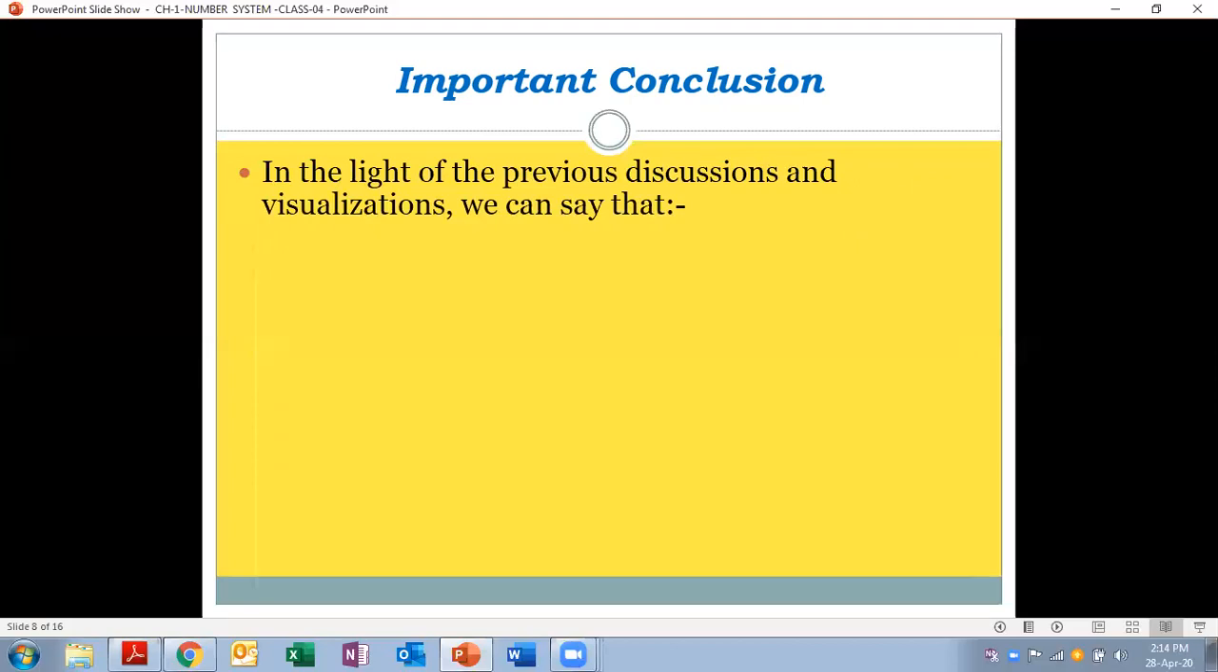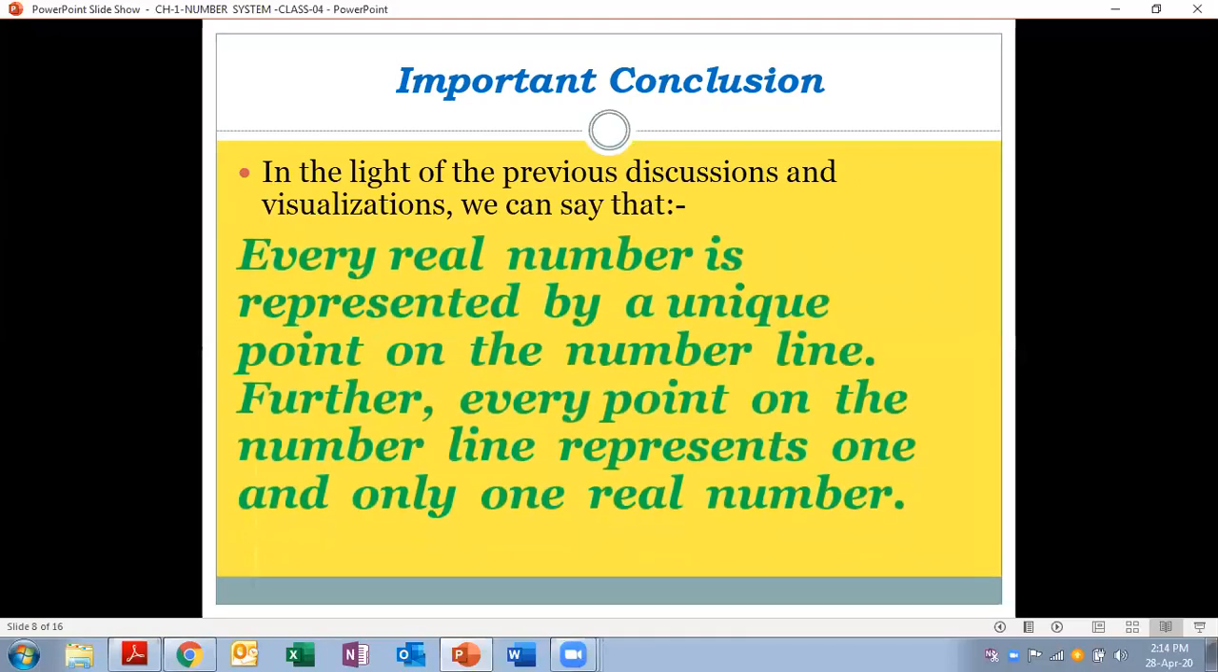Now we have the next important conclusion from these visualization concepts and questions. In the light of the previous discussion, we get the following conclusion: every real number is represented by a unique point on the number line. Further, every point on the number line represents one and only one real number. So when we talk about the real number line, it has an infinite number of rationals and irrationals, but every point that you take on the number line represents a unique number. This is the conclusion we get from this slide.